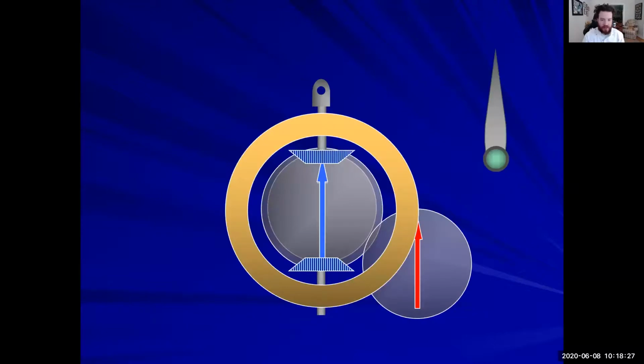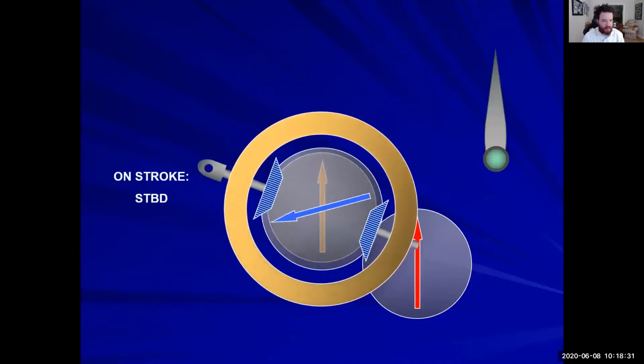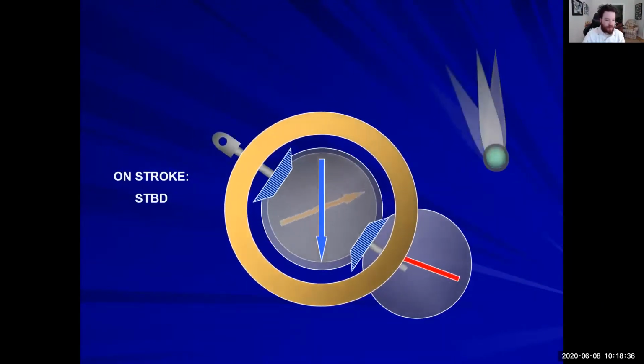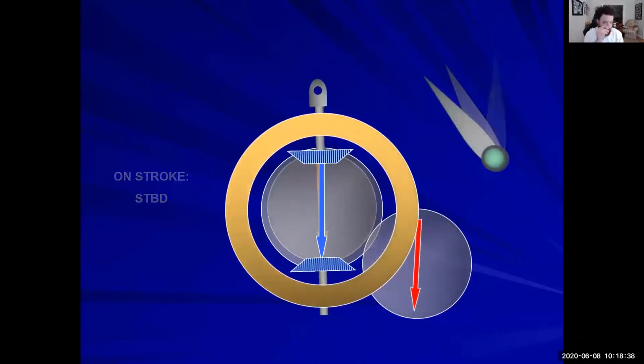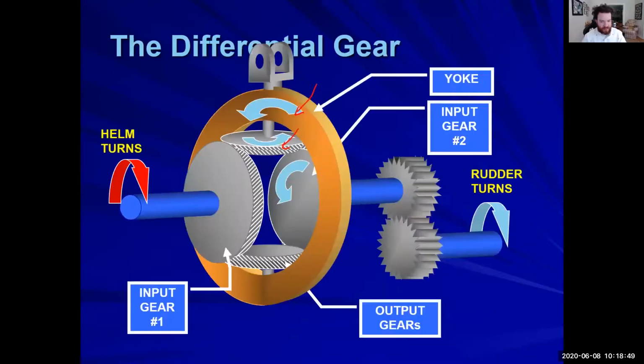All right. So if we look at that, that's what I mean by they're actually going to be rotating. So that yoke is going to move, and those output gears are going to move, even though those input gears are going to stay stationary in their physical location, but they're going to still be rotating.